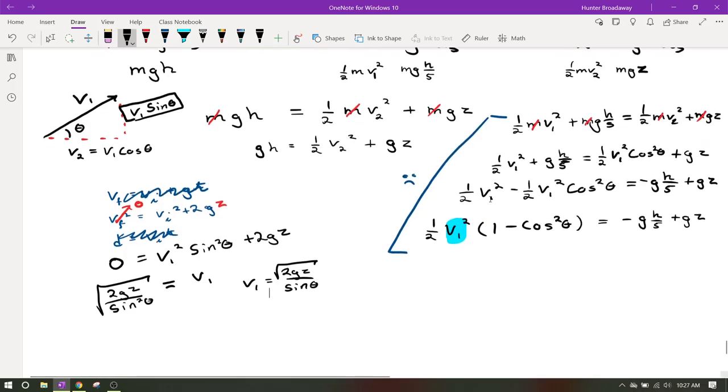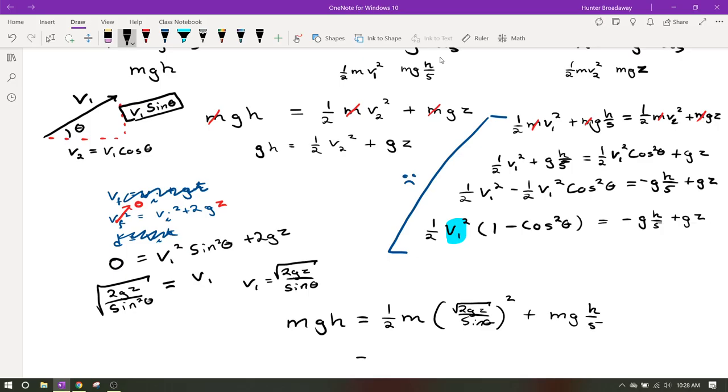All right. So we now know what V1 is in terms of sine theta. So let's look at setting MGH equal to this section, and we can plug in that V1. Okay. It's basically the same thing. MGH is equal to 1 half M V1 squared, which is going to be the square root of 2GZ over sine theta squared, right? Plus MGH over 5. All right, if you square the square root of 2GZ, that becomes just 2GZ, right? So it's 1 half mass times 2GZ over sine squared theta.